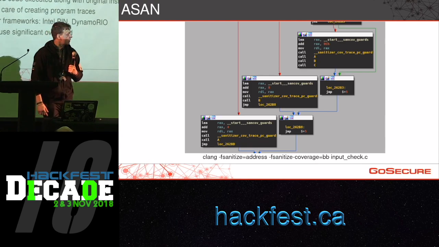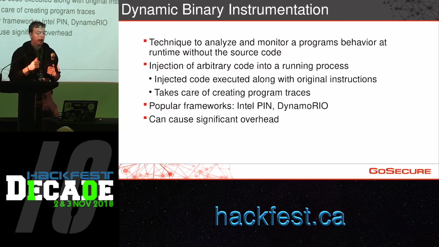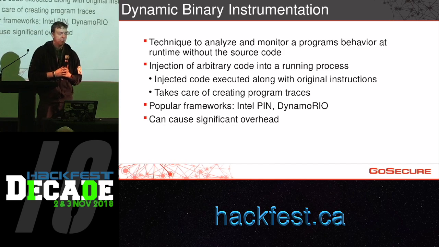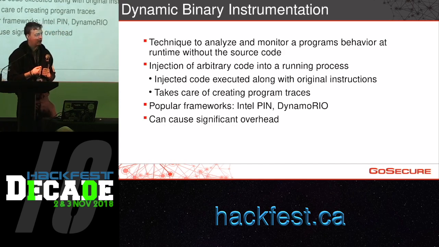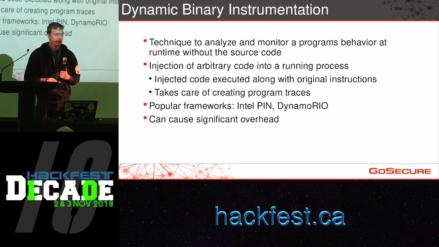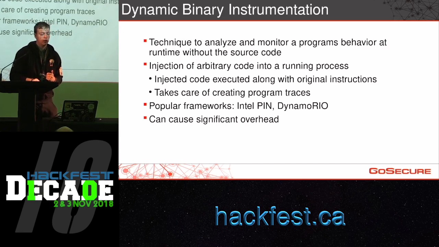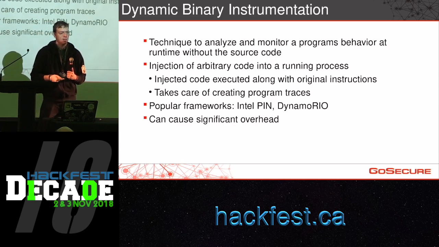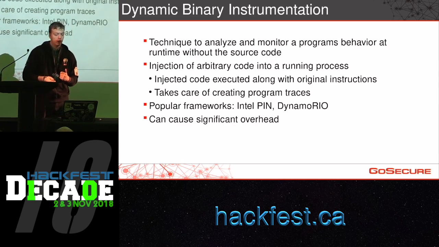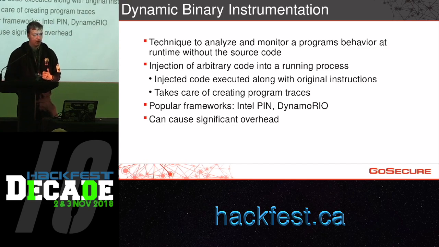If we do not have the source code, we actually have a problem. But we can possibly make use of dynamic binary instrumentation. I'm not going to dig too deep into this. It basically works by injecting arbitrary code into an already running process. The injected code then runs in parallel with the original code and takes care of creating these program traces for you. We do not need the source code, that's good.